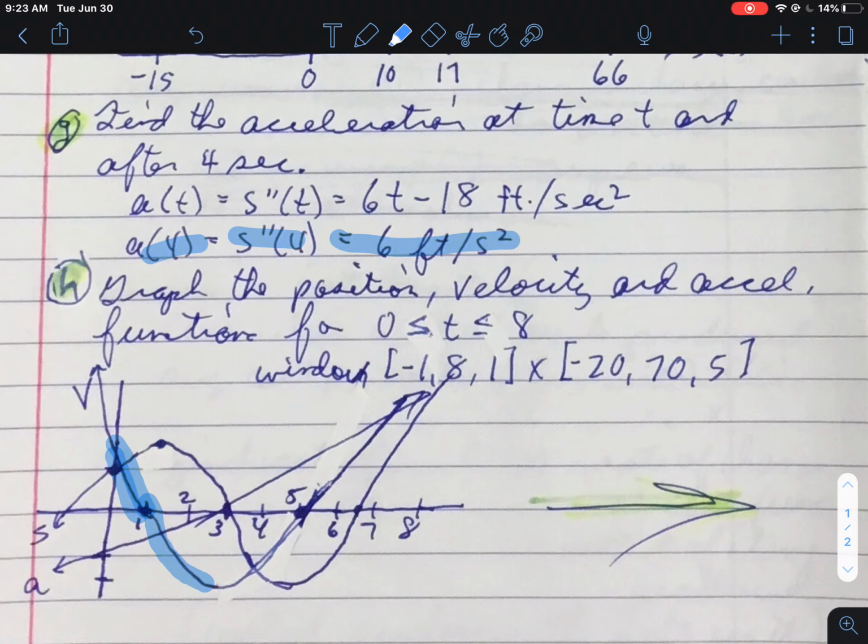So the fact that it's getting larger negative means it's doing what there? It's actually speeding up. It's moving faster in the negative direction. And then notice right about t equals 3, what happens? The velocity is still negative, so we're still moving in the backwards direction, but the value of the velocity is decreasing. It's getting less negative, which means the object would have to be slowing down.